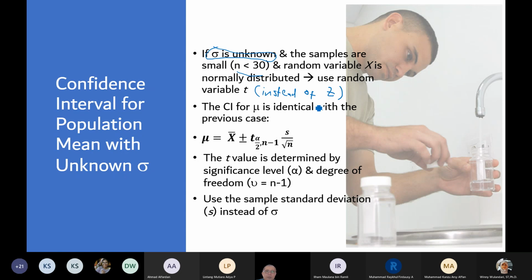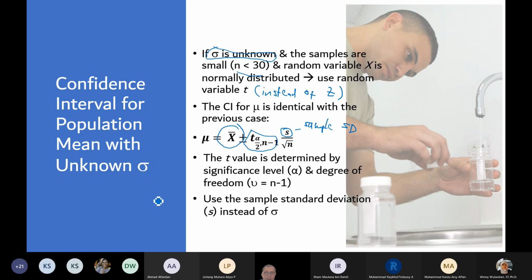The formula is analogous to the previous case. This is still the sample mean, but now the z is replaced with t, and the sigma is replaced by s. S is the sample standard deviation. Sample SD means that you have to calculate s from your sample, so it cannot be assumed to be known. That is the reason it's called sample standard deviation.